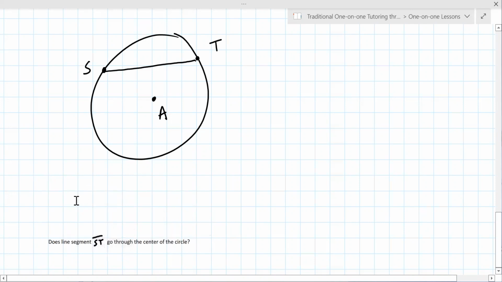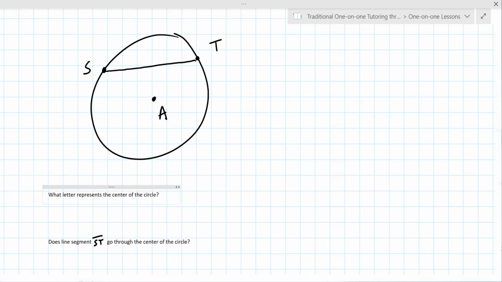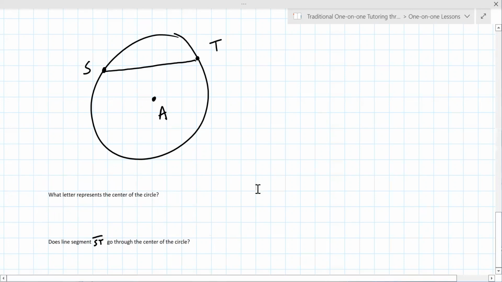Okay, so let me try a new question here for you. What letter represents the center of the circle? What letter represents the center of the circle, Sourish?